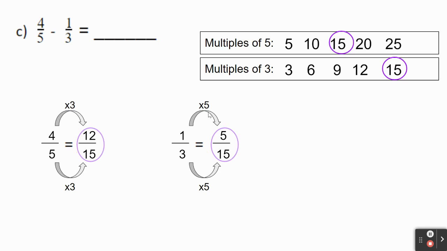If we look at these equivalent fractions, we can see that the denominators are the same. This means we can subtract these fractions now. 12/15ths minus 5/15ths equals 7/15ths. So that means that 4/5 minus 1/3 equals 7/15ths. Let's try one more problem.